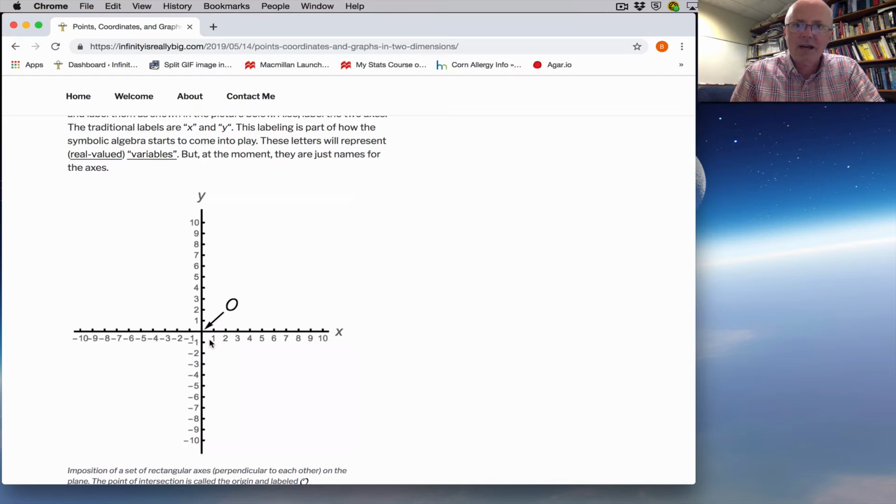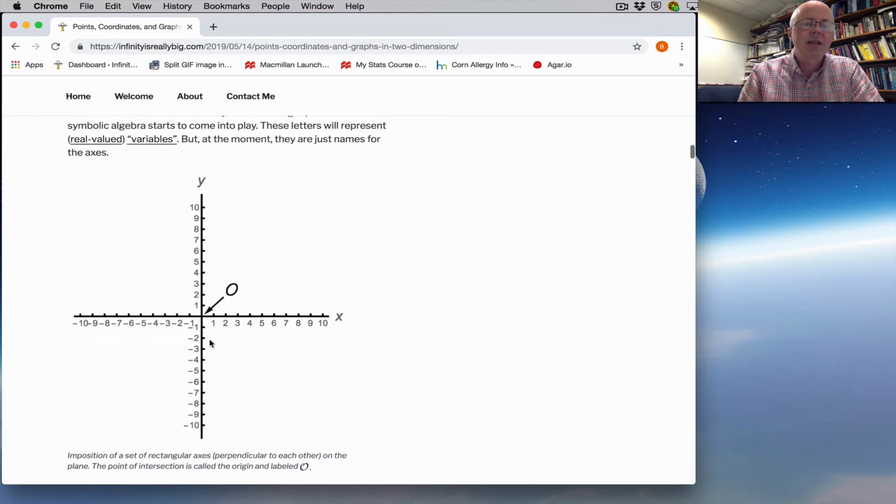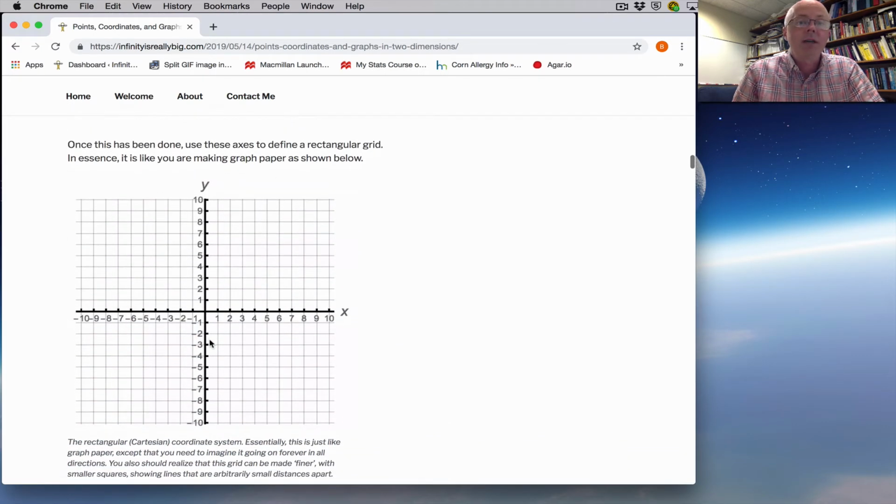Once you have set this up, this defines essentially a rectangular grid like you see here, essentially graph paper, okay? Though you imagine this graph paper as being infinite graph paper going on forever and ever in all directions. This defines the rectangular or Cartesian coordinate system. Every point in this plane has a unique address, so to speak, a first coordinate and a second coordinate, or you could also say an x coordinate and a y coordinate.